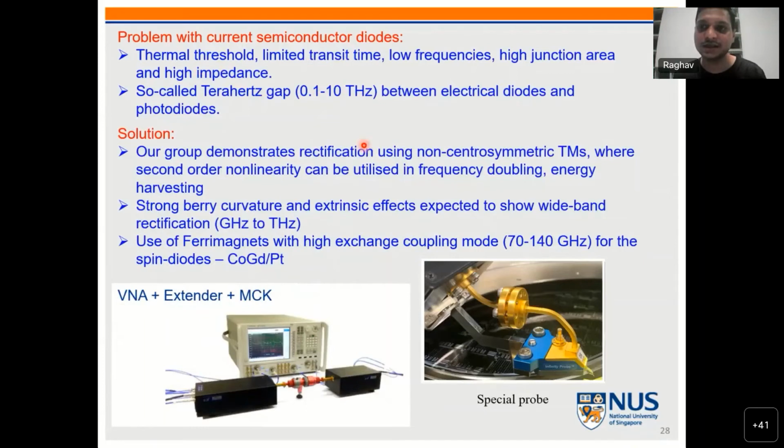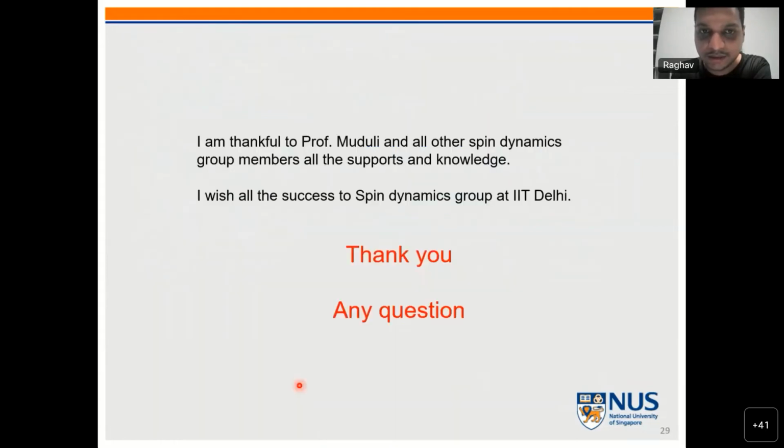Because of the band overlapping, they can show a very wide band rectification. And also ferromagnets can be used for very strong resonant rectification. Of course, for the electrical measurement, we have to use very sensitive probe stations and very sensitive VNA systems. Finally, I'm thankful to Professor Murli and all the other Spin Dynamics group members for all the support and the knowledge transferred to me. And I wish all the success to the Spin Dynamics group at IIT Delhi.